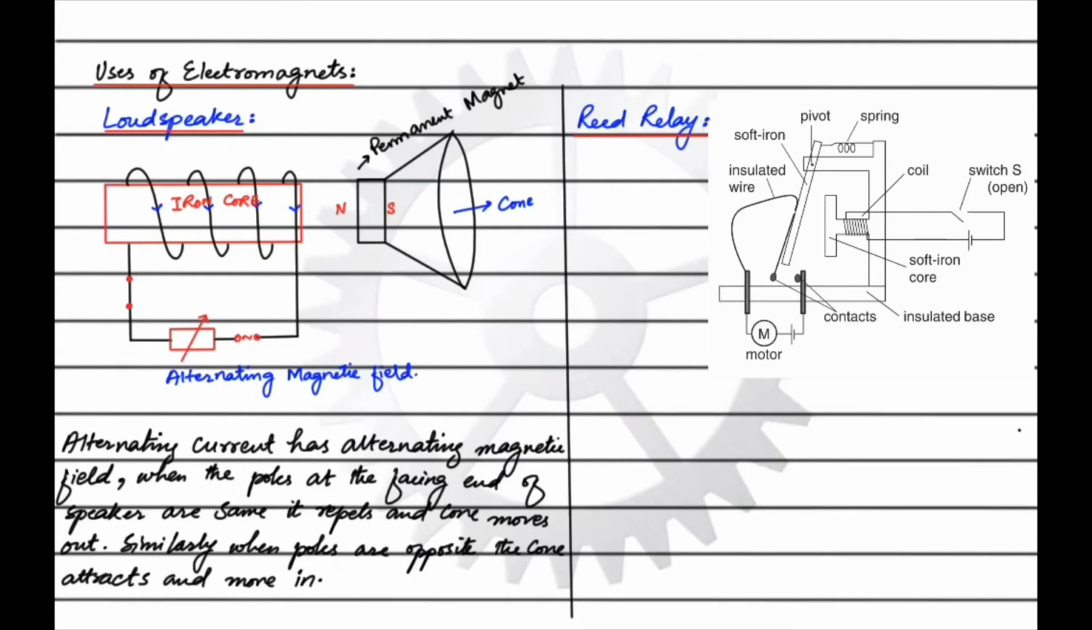This is the circuit of the reed relay. Let's read the labeled diagram to understand the working phenomena. Now this is switch S, which is right now open. This is the soft iron core with a coil, and this is the insulated base, contacts, motor, insulated wire, soft iron, pivot and spring. Now if you switch on this circuit, this electromagnet will be turned on, which means it will be magnetized, and once it is magnetized, it will attract this soft iron bar, and by attracting it the contacts of the motor will be closed and the motor will then be turned on.